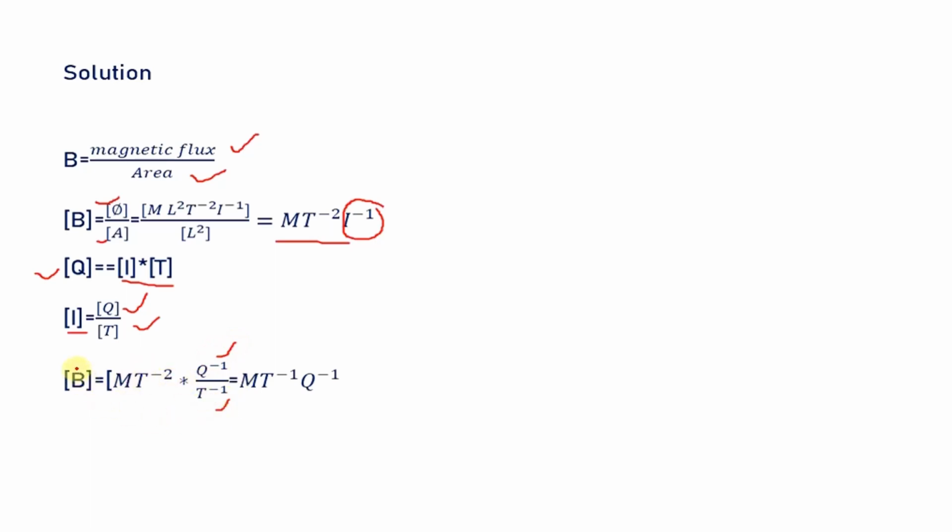Now put the value of I and this value M T to the power minus 2 in the B formula. Okay, so this is the formula. By solving this we get M T to the power minus 1 Q to the power minus 1. So this will be the answer.